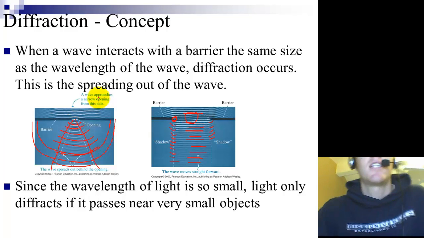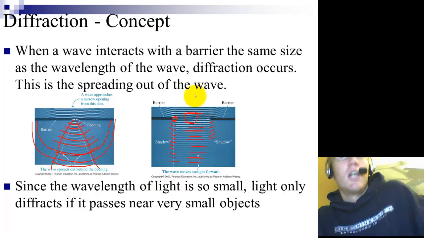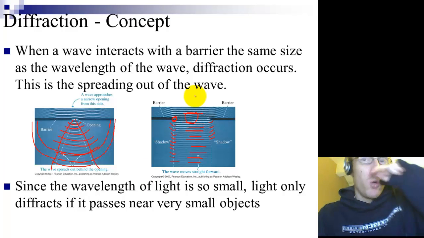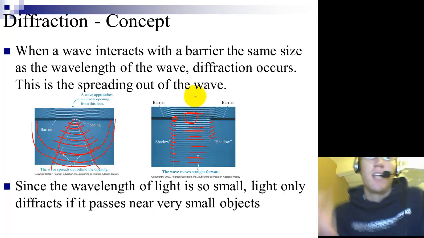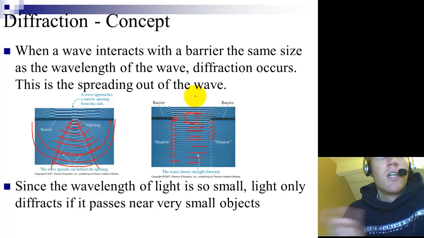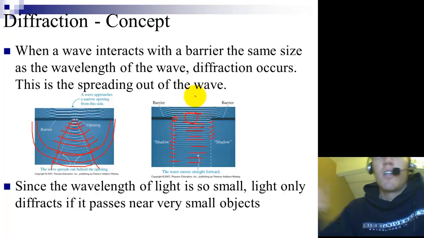So that's diffraction. It's the bending of a wave as it travels through an opening or travels past a barrier that's comparable in size to its own wavelength. So you can imagine that for light, which has a very small wavelength, it's only going to diffract when it passes near some objects that are very, very small or very, very thin.